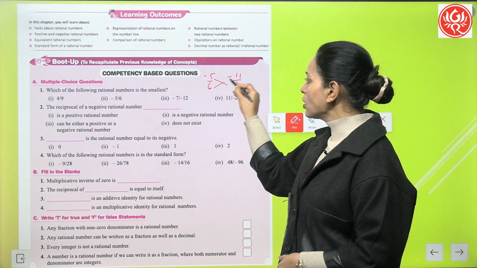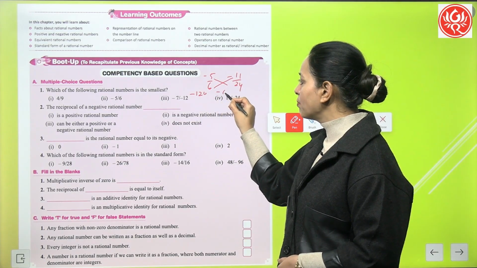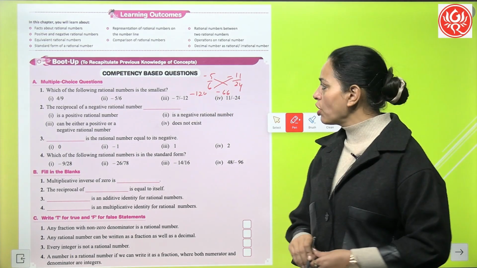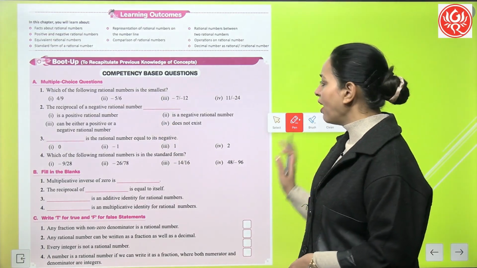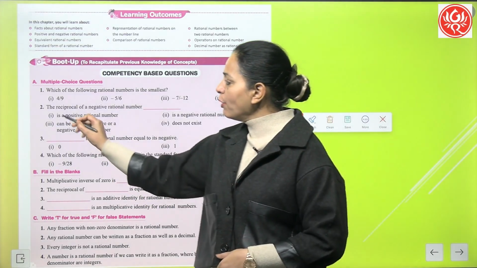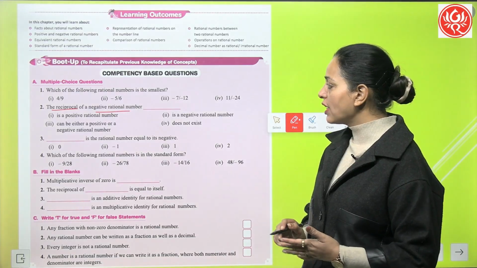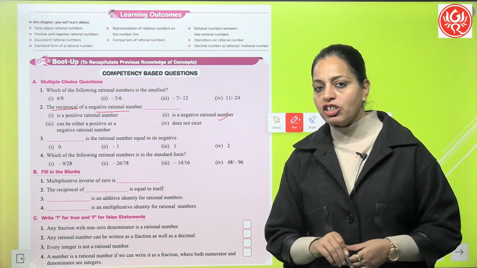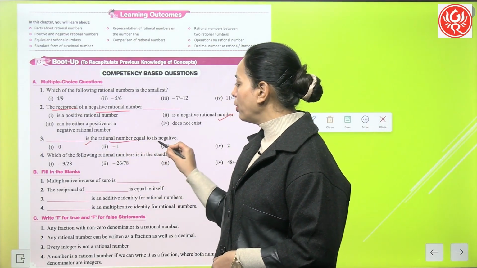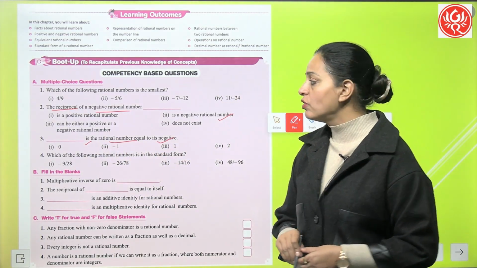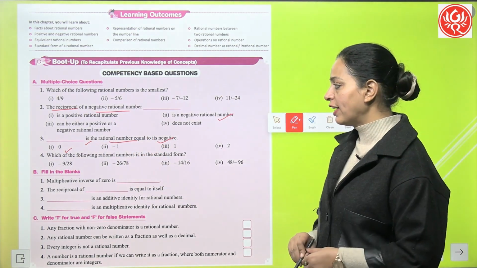So we can cross multiply. So here minus 120 and this is minus 66. So which number is smallest? Minus 5 by 6 is the answer, right? The second one, the reciprocal of a negative rational number is always a negative rational number. Okay. The third one, dash is a rational number equal to its negative. 0 is the rational number equal to its negative, right?